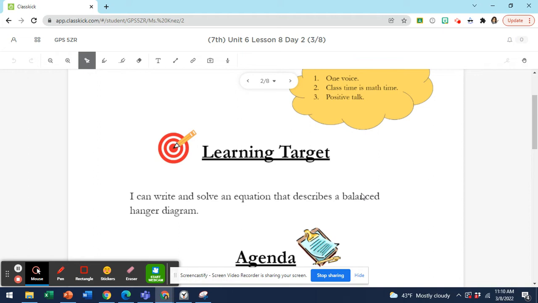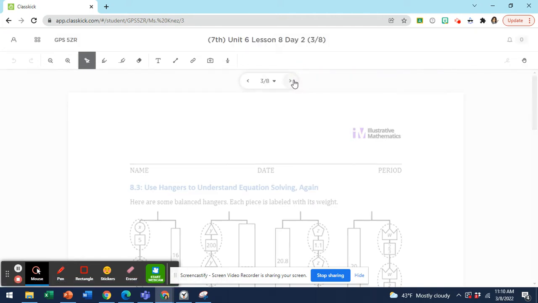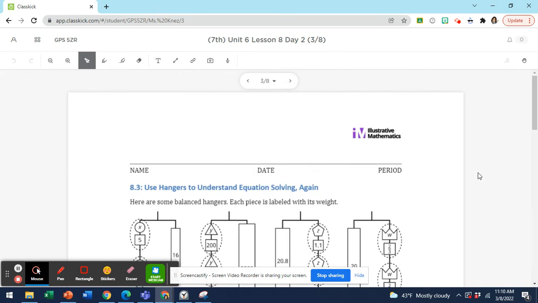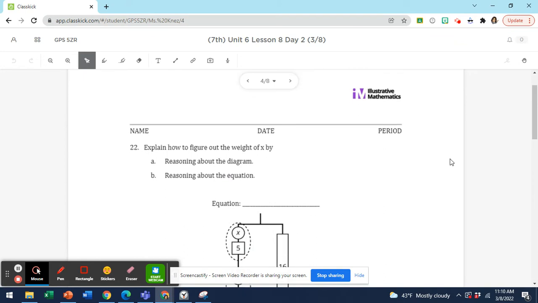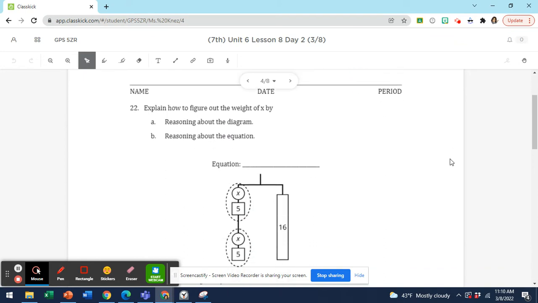Yesterday, we saw situations where we were provided a hanger diagram and a matching equation. We then had to solve the equation, or find the value of x. Today, we'll look at situations where we have to write our own and then solve for the variable. Let's take a look at slide 3.